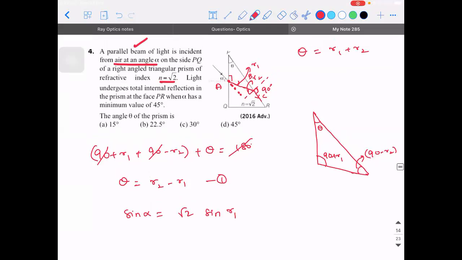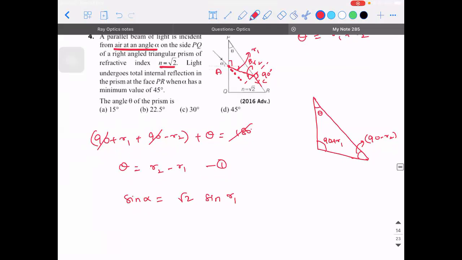But how much is alpha given? Is there any data that is missing here? How many unknowns are there? One unknown. So I've introduced R2, R1. Alpha is known, so the answer can be in terms of alpha. R1 is to be found.